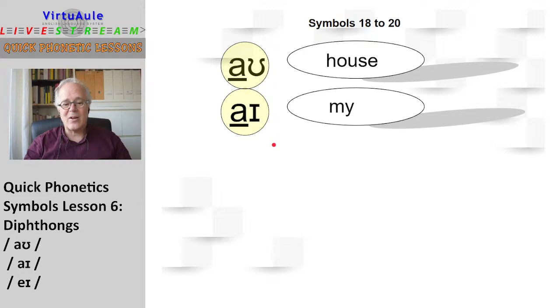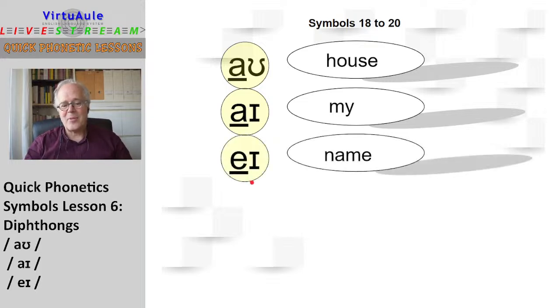Then we're going to look also at I, which is the sound in the word my. You can hear two different sounds. The first sound I have underlined because it's the strong sound. Then it's gliding towards the second sound, which is not so strong. The last diphthong is A, like in the word name.